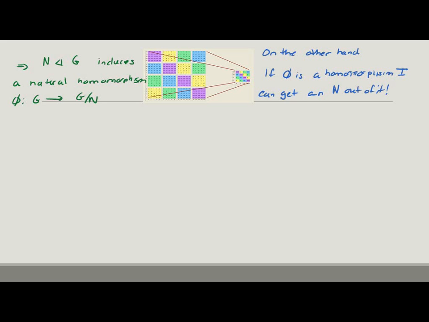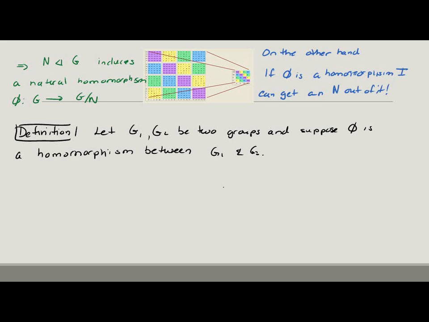Okay, well, if you have a normal subgroup, you get a natural homomorphism. It seems to make sense what I just did. Should make absolute sense what I did. But what if you have a homomorphism? Can I get a normal subgroup out of it? Can I go backwards? And the answer is yes.